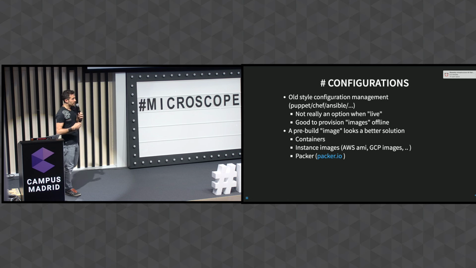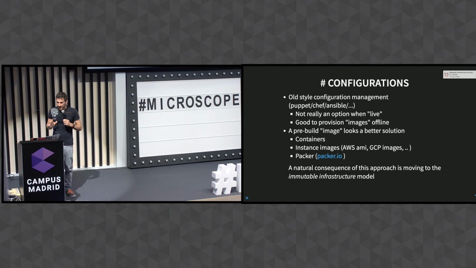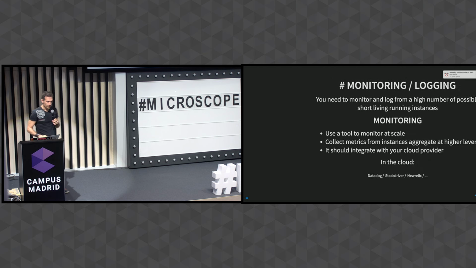When I talk about image, I talk about, for example, containers, whatever you want, Docker, Rocket. Instance images like AWS AMI, like Google Cloud images. And a nice tool to deal with images is Packer from HashiCorp. You can create different images from the same source. And another consequence of having these pre-built images is moving to the immutable infrastructure pattern. I don't have time to talk about it today, but if we want, we can discuss it later.